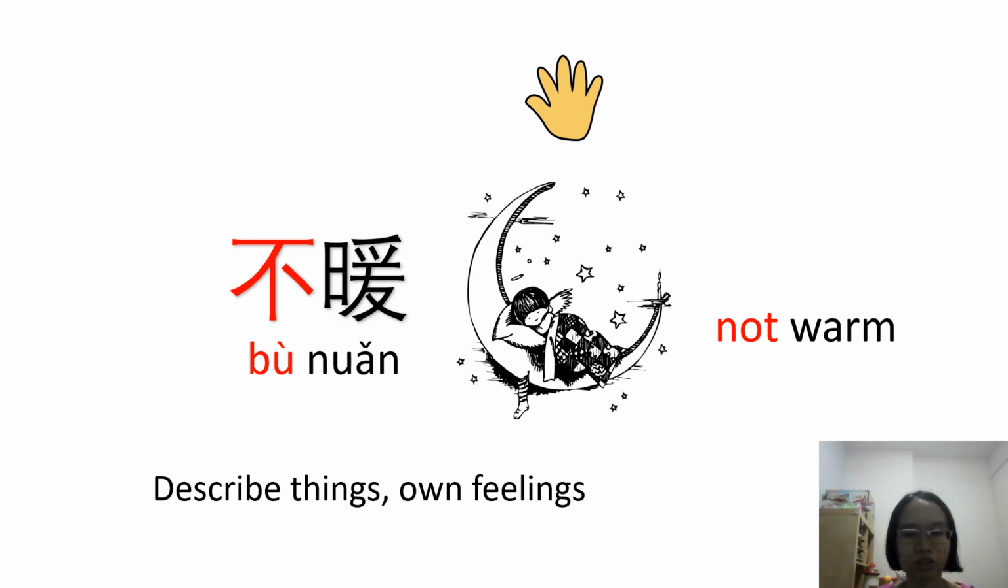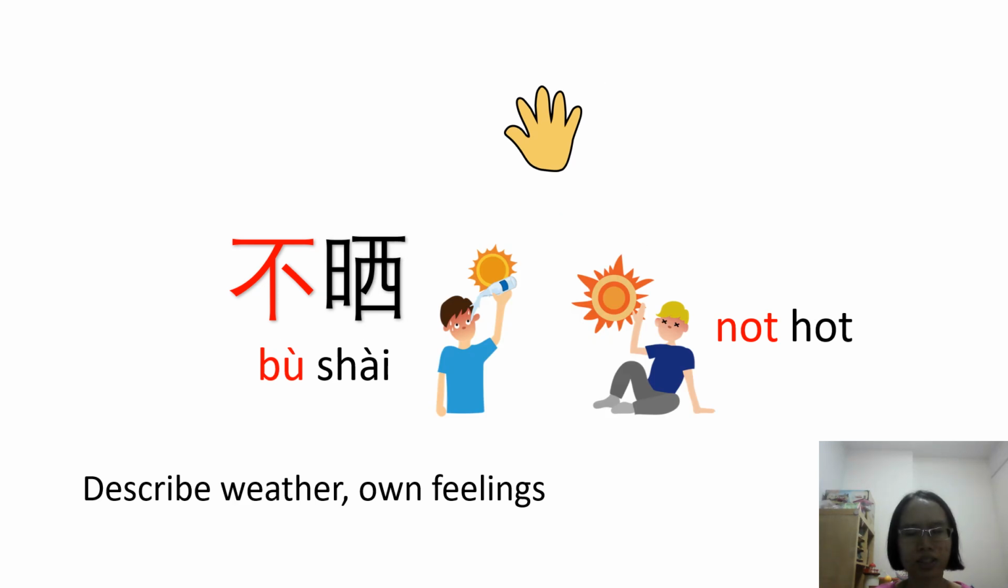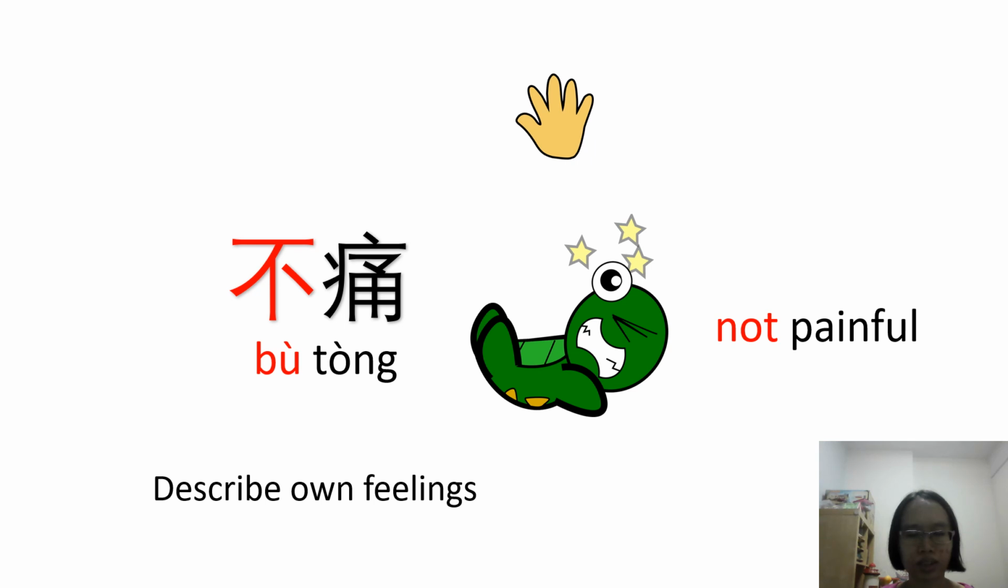Instead of 好暖, so warm, when you add 不, it becomes 不暖, which means not warm. Instead of 好晒, so hot, when you add 不, it becomes 不晒, which means not hot. Instead of 好痛, so painful, when you add 不, it becomes 不痛, which means not painful.